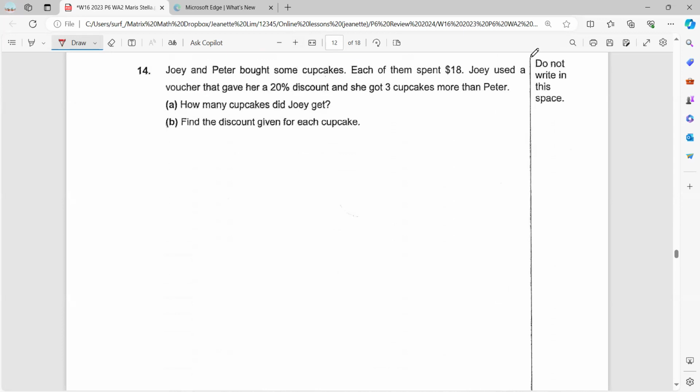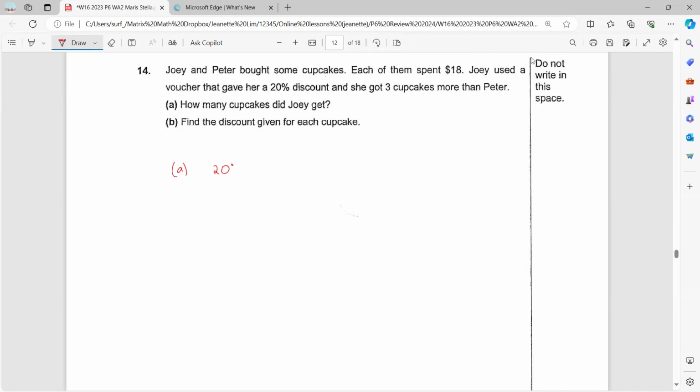Right, okay. So for the first part, they spent the same amount of money, which is $18, okay? But because Joey had a voucher that she could get a discount on, she managed to buy 3 more cupcakes than Peter. So basically, this extra 3 cupcakes that she's getting is because of the discount. Whatever she could have saved, she didn't save, but she went to buy more cupcakes. How much of a discount did she get? She got a 20% discount, okay? So 20% of what she originally had could get her 3 cupcakes.